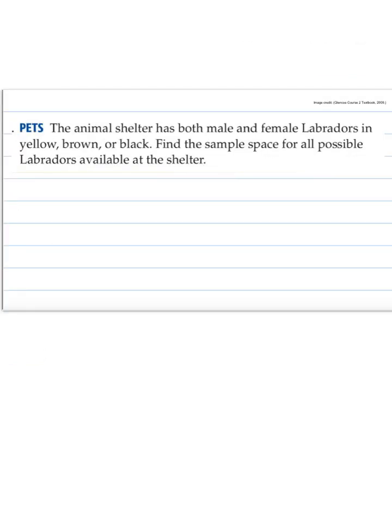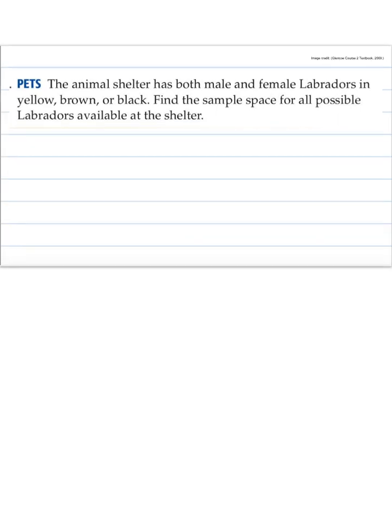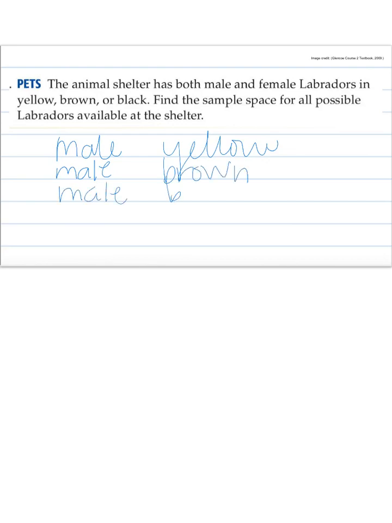All right, so we have an example here. The animal shelter has both male and female Labradors in yellow, brown, or black. Find the sample space for all possible Labradors available at the shelter. So first you could have a male that is yellow. You could have a male that is brown. You could have a male that is black. Okay, so those are all the Labradors that are male.